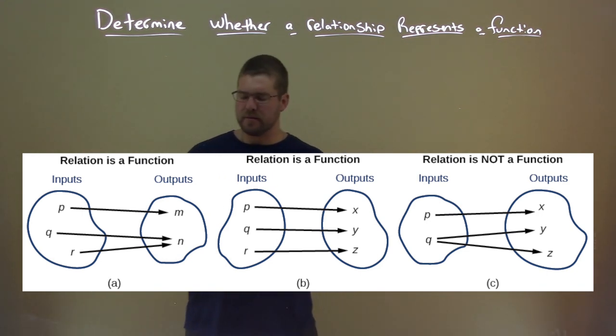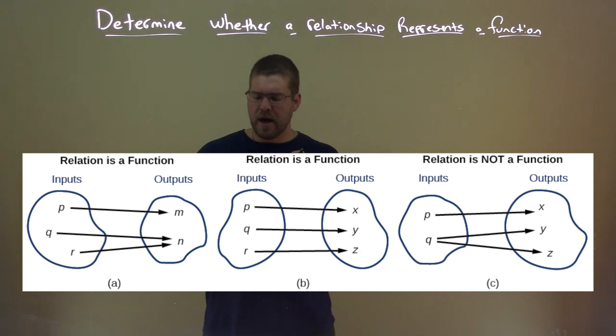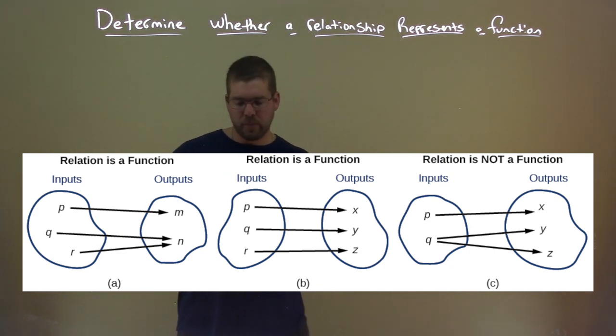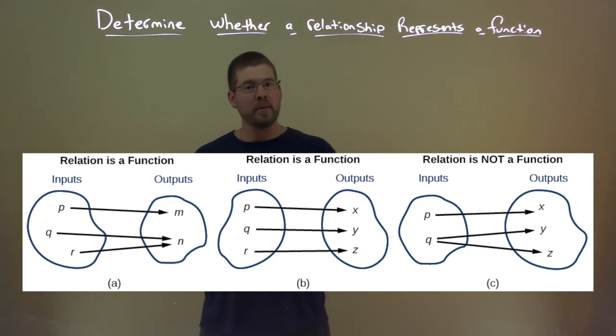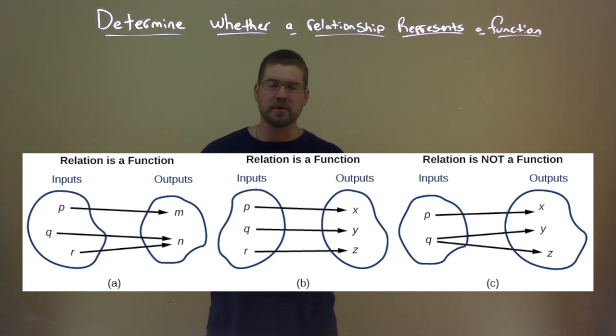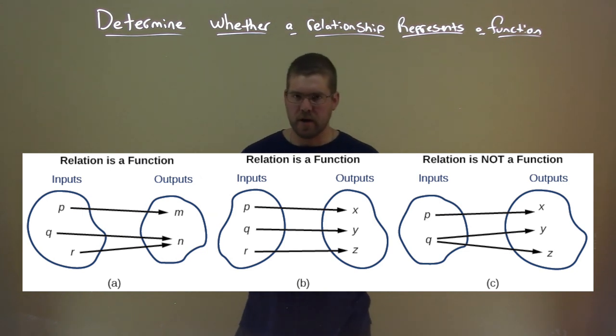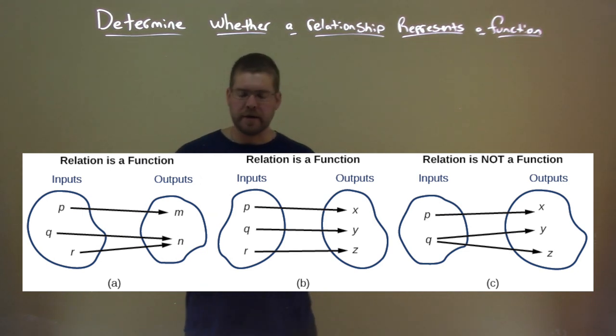Now let's go with the second relationship here. We have the inputs P, Q, and R, and each one respectively goes to the output X, Y, Z. So one input goes to one output. That also represents a function. That is totally fine. The third one here is a little tricky.